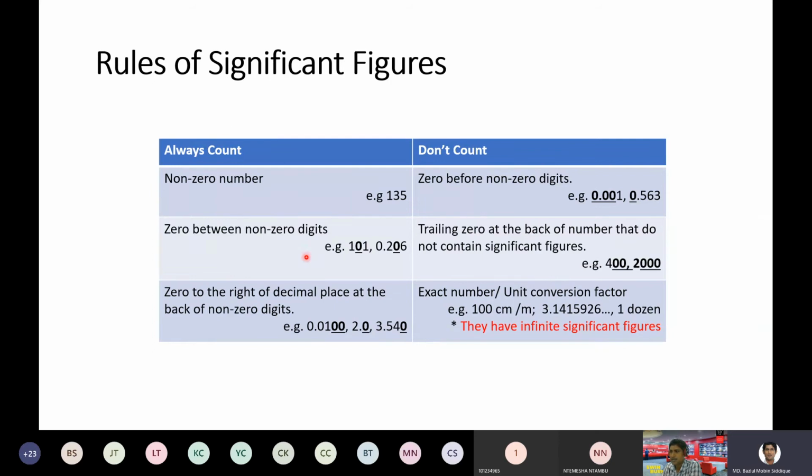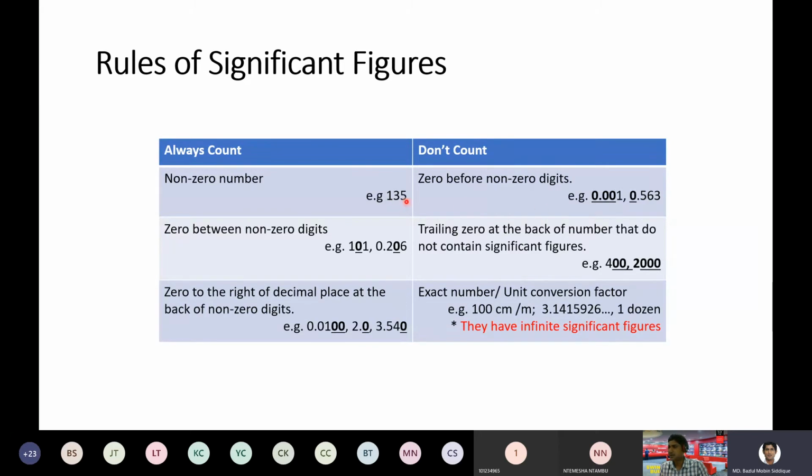The rule for counting significant figures is to always count the non-zero numbers. Non-zero numbers like 1, 2, 3, 4, 15, 20, 30 are always counted. All the digits are counted when there is a non-zero number. But when zeros are in front of a non-zero number, such as 1, 5, 6, 3, these zeros are not counted.